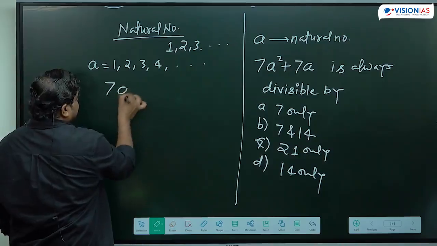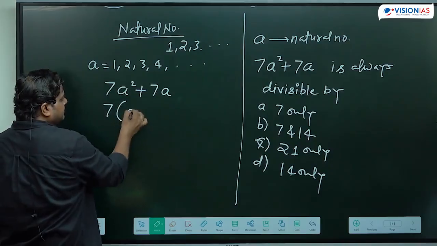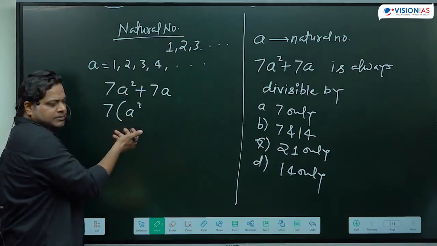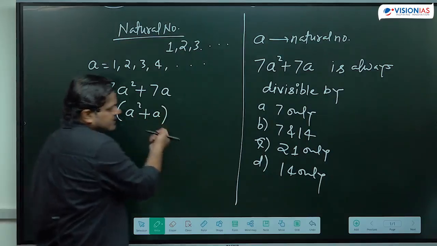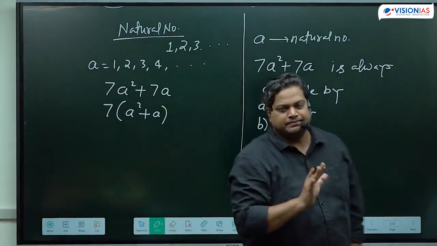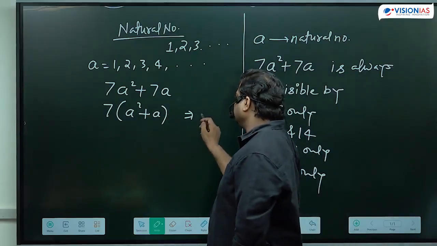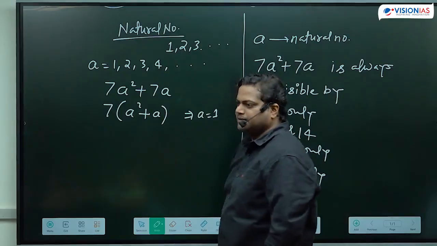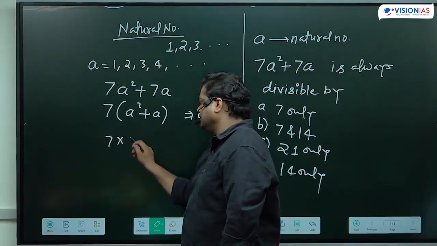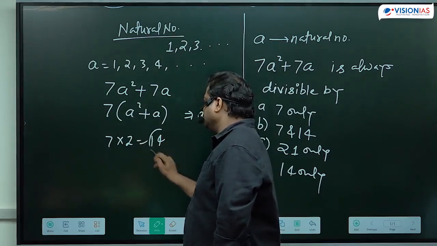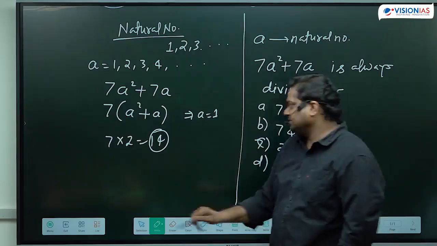So this number is 7A square plus 7A. अब यहाँ तो 7 we can take common और 7A we can take common, है ना? A square plus A. So we can simply say कि 7 से तो it is divisible always, but we need to check for, like if we write a is equal to 1, what number we are going to get? 7 into 1 plus 1, 2, that means 14. That means 14 is the first such number.